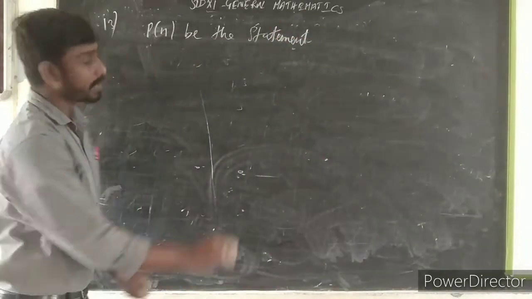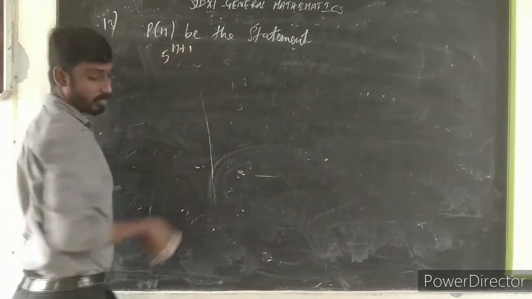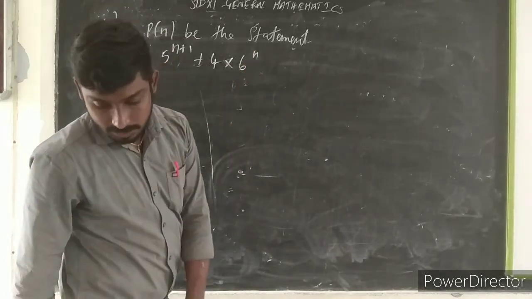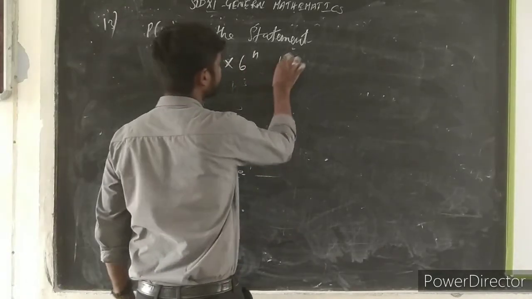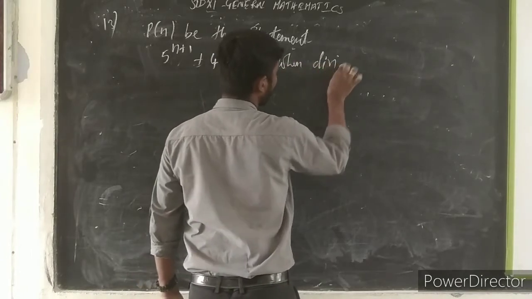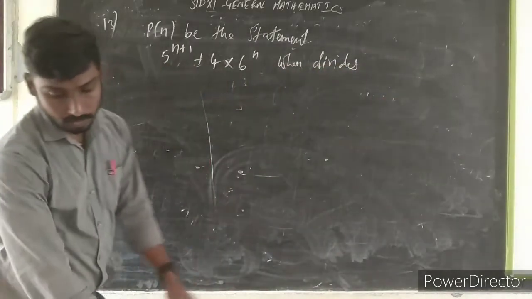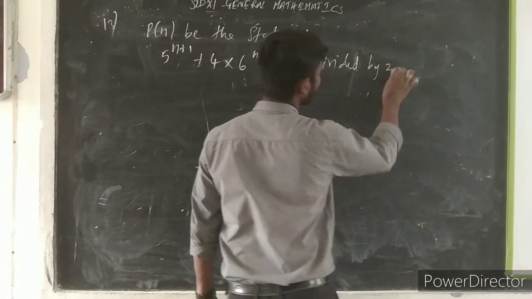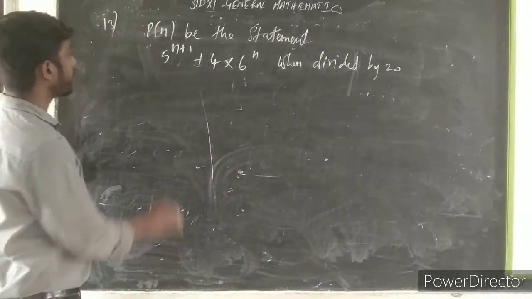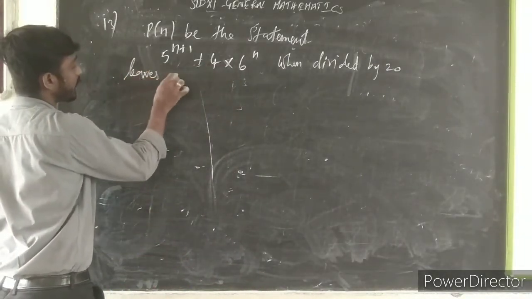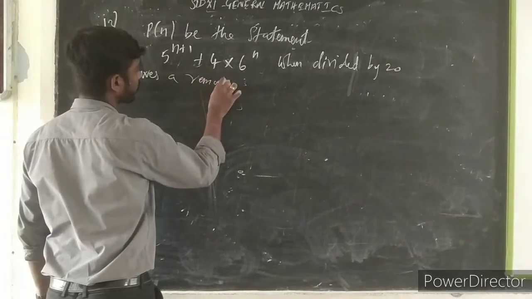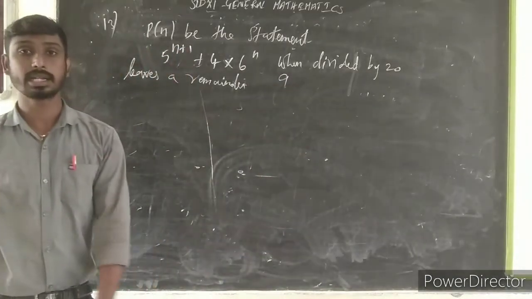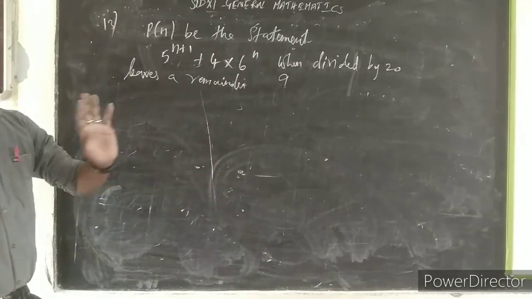What is the question given? That is 5 power of n plus 1 plus 4 into 6 power of n, when divided by 20, leaves a remainder 9. Now the same process we are going to follow here.